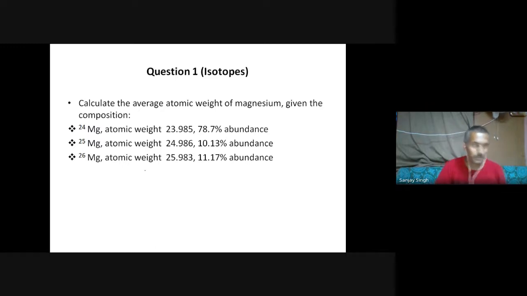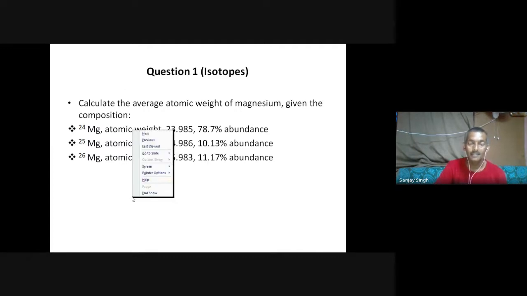Yes. Okay, so the first question is based on isotopes, question one and question two, whereby we're going to calculate the average atomic weight of magnesium, and you are provided the three isotopic combinations. Magnesium-24 has an atomic weight of 23.985 with a percentage of 78.7. Magnesium-25 has an atomic weight of 24.986 with 10.13%, and magnesium-26 has an atomic weight of 25.983 with a percentage of 11.17. So for these, we need to calculate the average atomic weight.